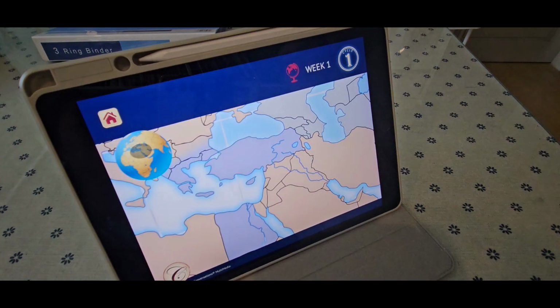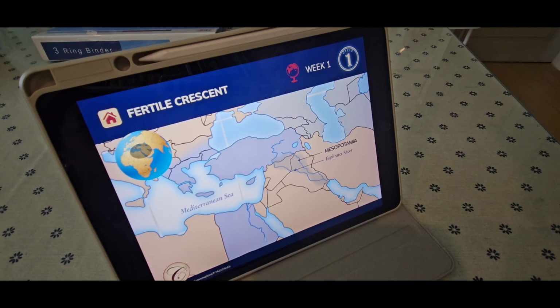Let's look at our Week one geography. Fertile Crescent, Mediterranean Sea, Mesopotamia, Euphrates River, Tigris River, Sumer.